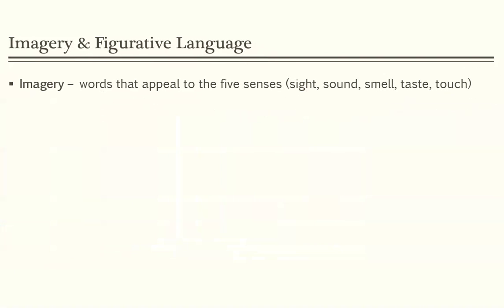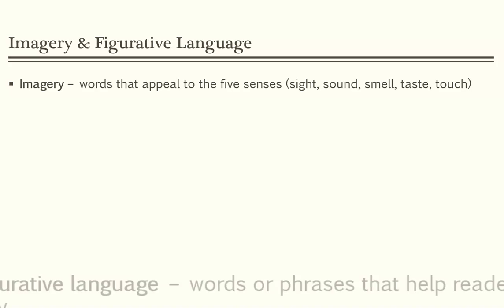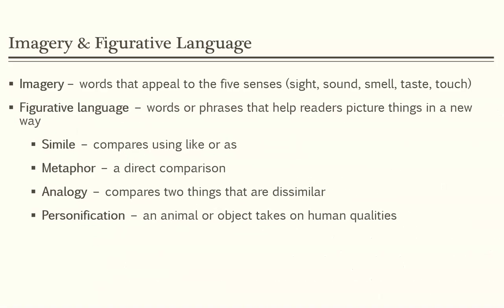Imagery is also another element that is used to help us understand poems. These are words that appeal to our 5 senses, which are sight, sound, smell, taste, and touch. Not only does a poet use imagery, but they also use figurative language, which are words or phrases that help create pictures in the reader's mind, especially in a new way.